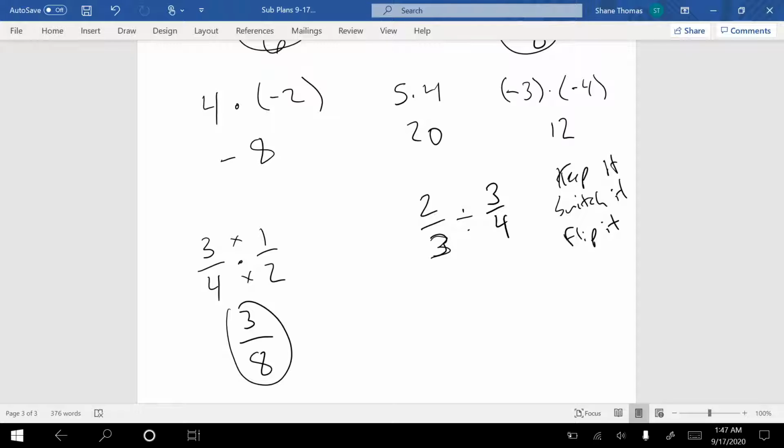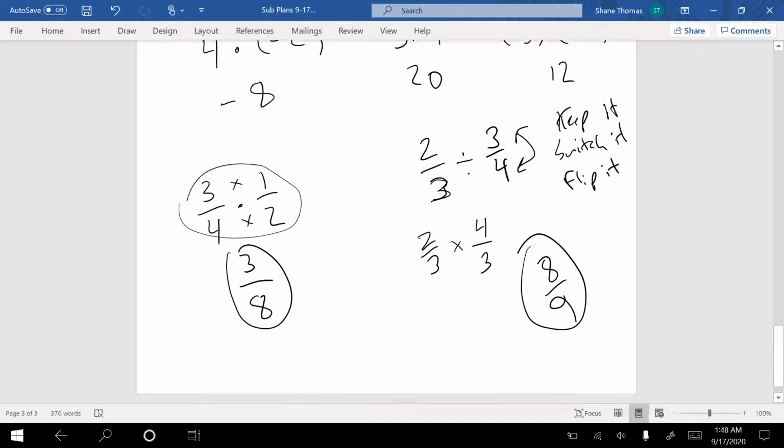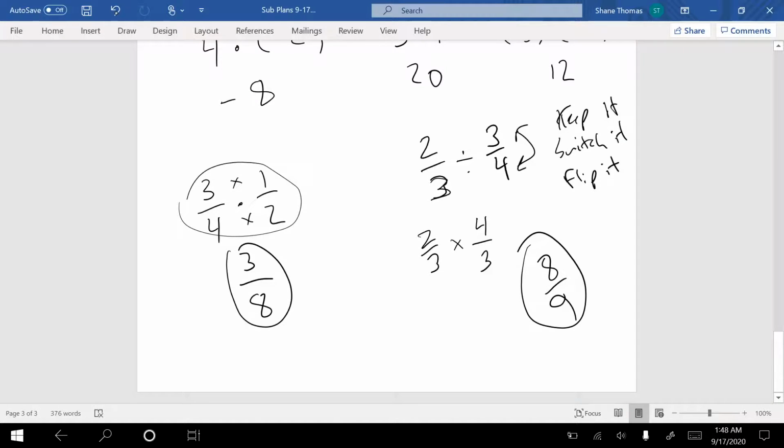So the first one, you have to keep it, 2/3. Switch it, I need to switch the sign from division to multiplication, and flip it is the second fraction. I need to flip what it originally was. So I took 3/4, flipped that to get 4/3. So now it's back to multiplication like I did over here. Multiply across the top. 2 times 4 is 8. 3 times 3 is 9. Simplify if possible. In this case, 8/9 doesn't simplify any further. It doesn't change at all for multiplication.